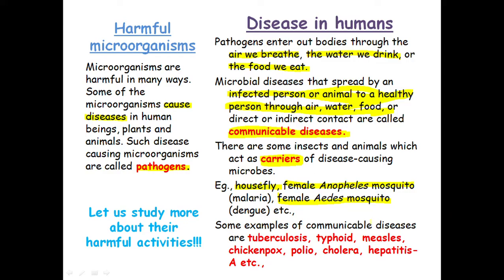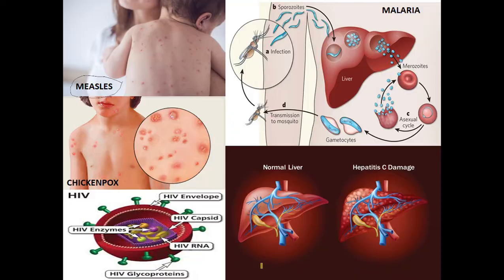Some examples of microbial diseases are tuberculosis, typhoid, measles, chickenpox, polio, cholera, hepatitis A, etc. So these are the useful and harmful microorganisms and the diseases caused by the harmful microorganisms. And next, you can see these diseases.